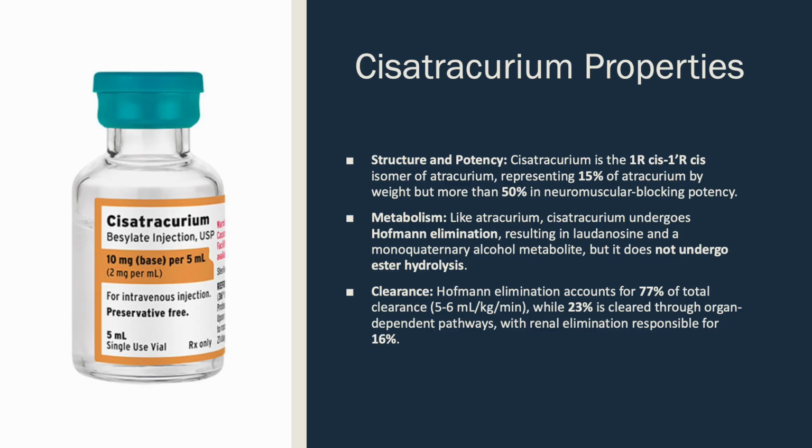Cisatracurium, what is this? It's an isomer of atracurium. Okay, it's a little bit more potent, 4 to 5 times as potent. Produces much less laudanosine. Okay, and there's pretty much no histamine release. Okay, so its structure is an isomer of atracurium. It still undergoes Hofmann elimination. Okay, but it does not undergo ester hydrolysis. And the clearance is majority Hofmann elimination, so you just keep them warm, okay? Keep their pH normal, and it's fairly predictable. That's why you can run it as an infusion.